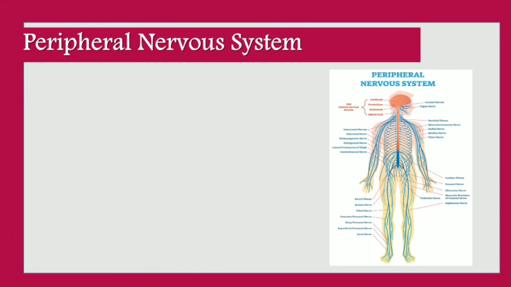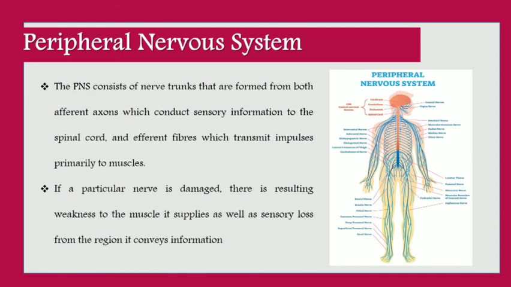Peripheral nervous system. The peripheral nervous system consists of nerve trunks that are formed from both afferent axons, which conduct sensory information to the spinal cord, and efferent fibers, which transmit impulses primarily to muscles. If a particular nerve is damaged, there is resulting weakness to the muscle it supplies as well as sensory loss from the region it conveys information.